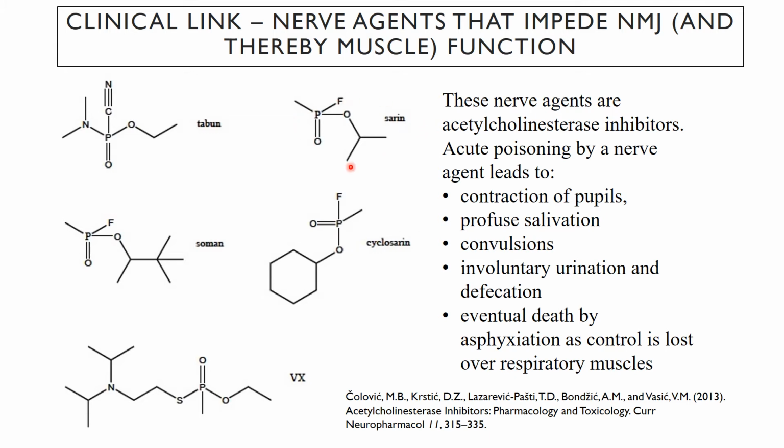These are nerve agents. They're supposed to be outlawed, but there are plenty of countries that make bad choices and still use them. So what happens, though, when an acetylcholinesterase inhibitor is used in humans? What it leads to is contraction of the pupils. That's one of the most obvious symptoms.